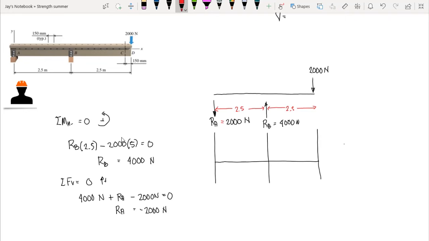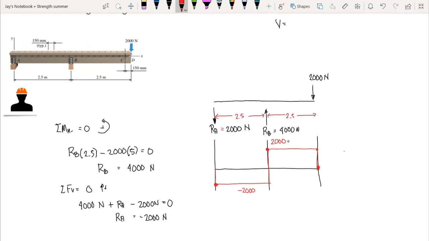So we can now plot it in our shear diagram. We have 2,000 going downward. Then this is negative 2,000 shear, internal shear. Then we have 4,000 that is going upward. So we have the value at this point, that is 4,000 minus 2,000, that is positive 2,000. Then all throughout, up to this point, we go downward and end at 0 since we have 2,000 load here. So we have an internal shear here, which is 2,000 Newton.